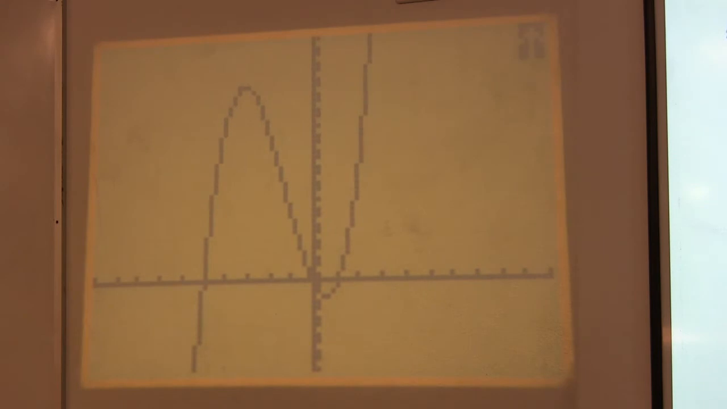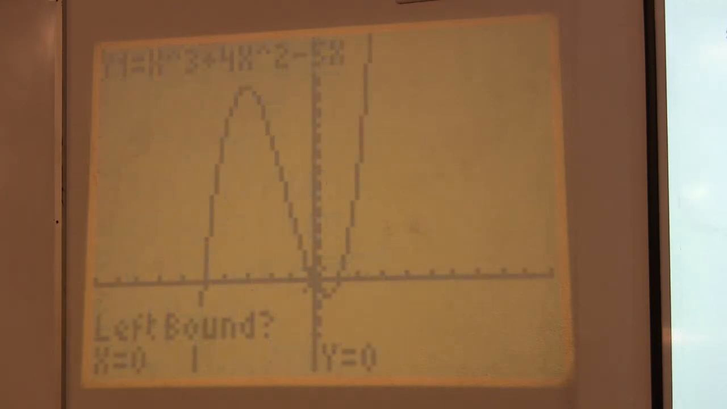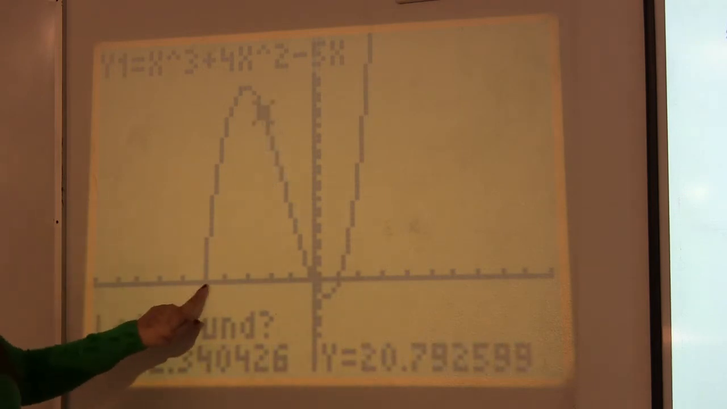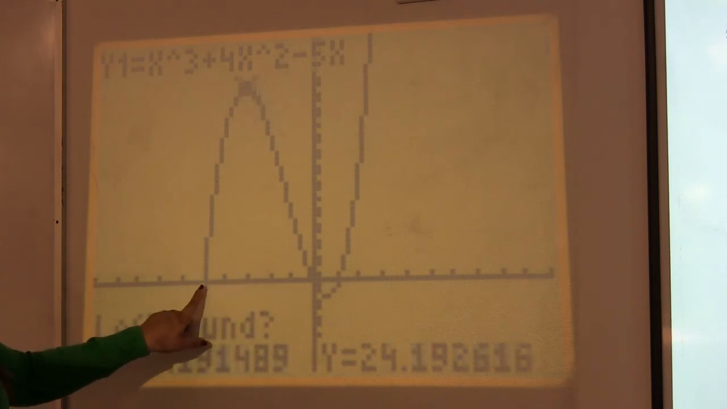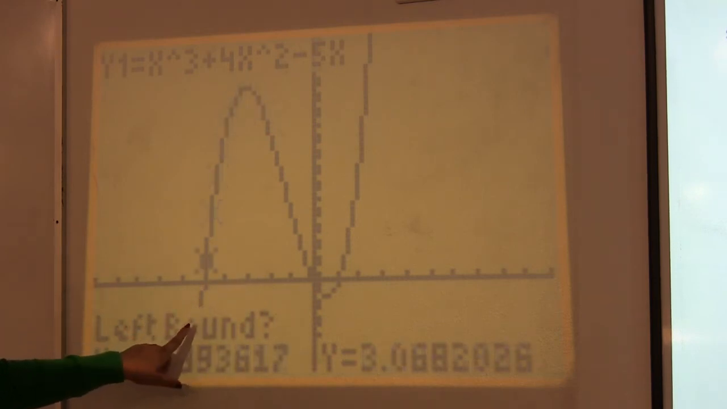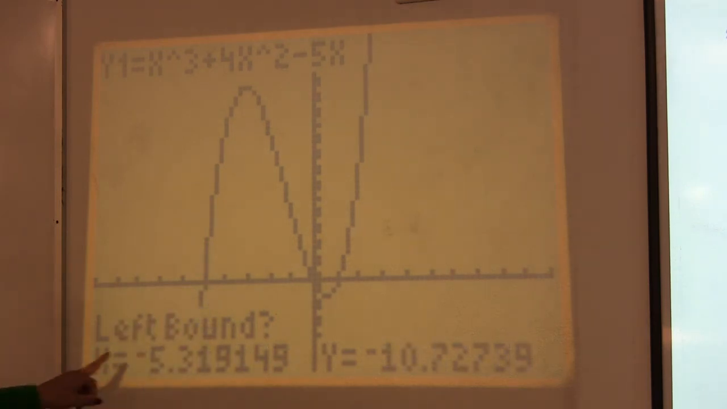Now I will go second trace, as your calculator steps indicate, and I'm going to find the zeros first. That is option 2. And you will notice that it asks a bunch of questions about the zeros. First of all, we said earlier that these are x-intercepts. So there are 1, 2, 3 x-intercepts in this case. So I'm going to go to the farthest left one. And I'm going to keep using my arrows to keep moving the cursor to the left of where I think it is. And I hit enter.